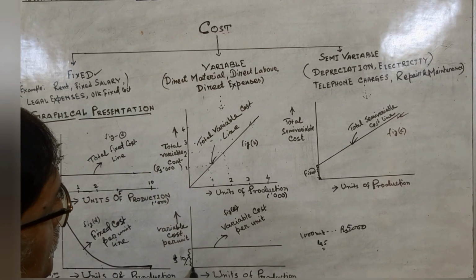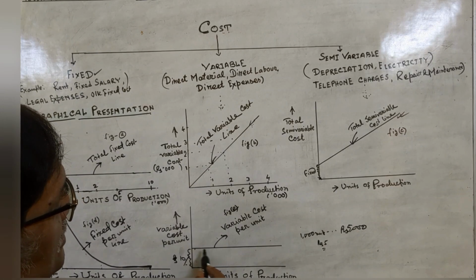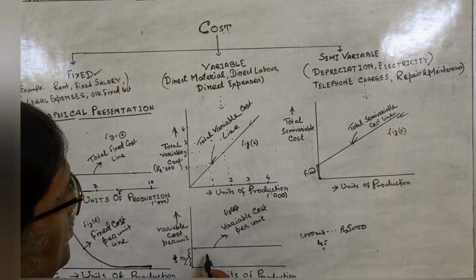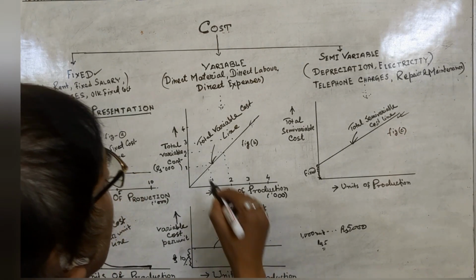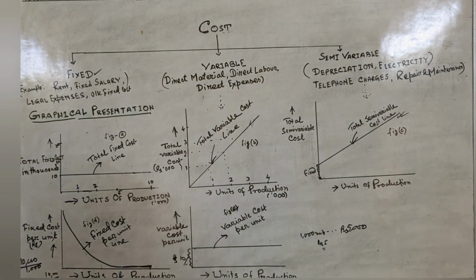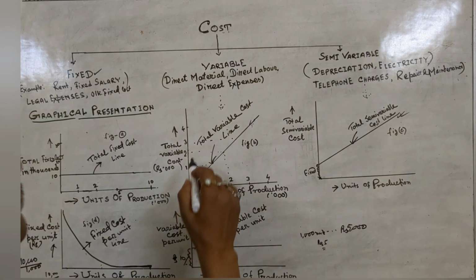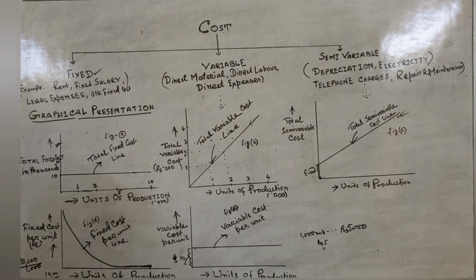So if you produce say 1 unit, then also 10 rupees. If you produce 100 units, then also the per unit variable cost remains the same, but the total variable cost will increase proportionately. So this is the difference of the variable cost curve for total variable cost and per unit variable cost.